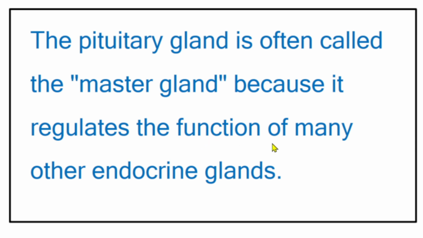The pituitary gland regulates the functions of many other endocrine glands. All the stimulating hormones are produced by the pituitary gland, the master gland. For example, thyroid stimulating hormone or growth hormone. These are hormones produced by the pituitary gland.